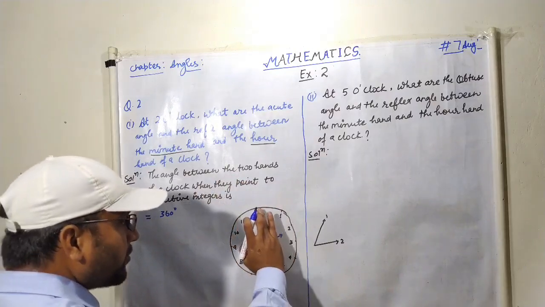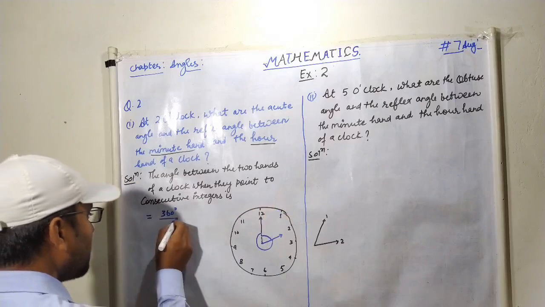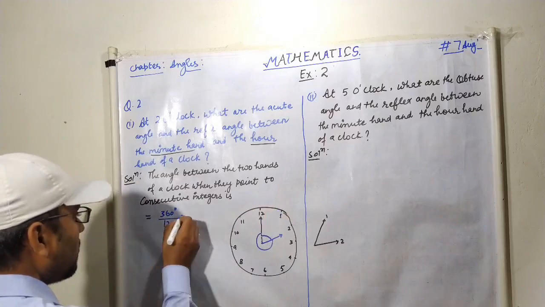And if we start from 12, 1, 2, 3, how many hour marks are there? That is 12. 360 divided by 12, what will you get?